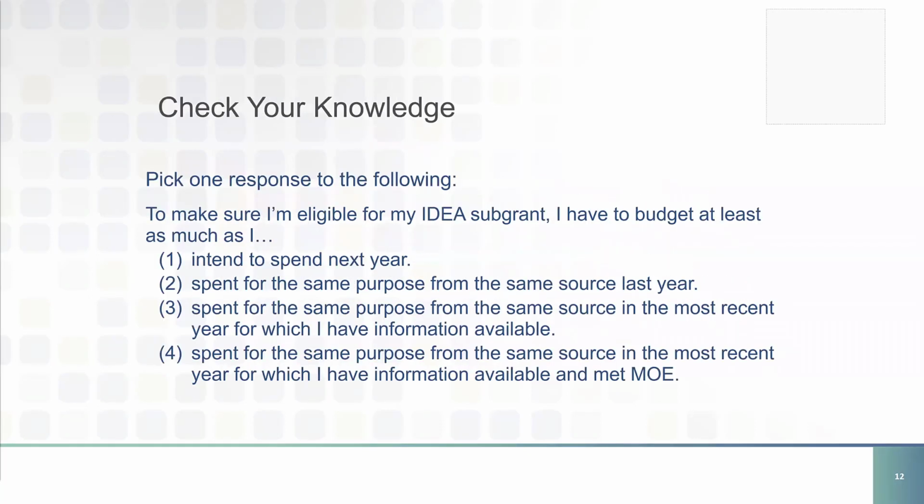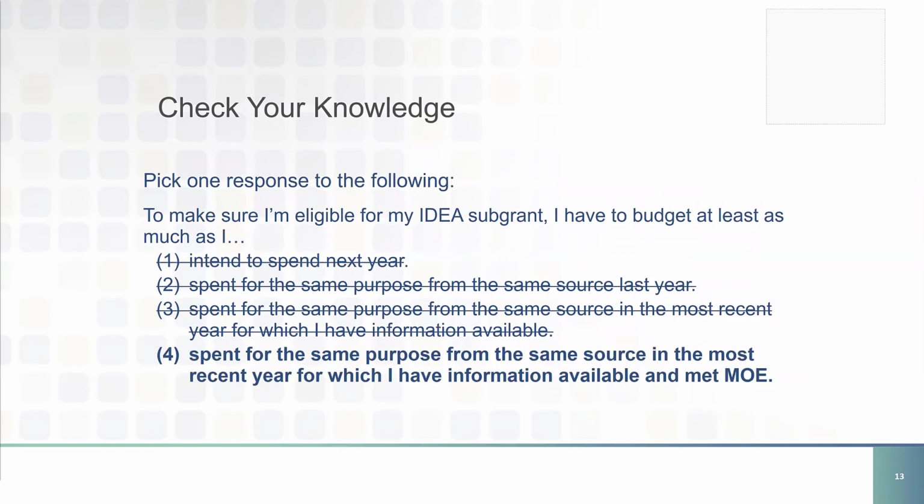So let's see how we understand this regulation. To make sure you're eligible for your subgrant, you have to budget at least as much as you. Which one of the 4 sentences completes those choices best? It's not number 1. Yes, you do need to budget at least as much as you intend to spend next year. However, the eligibility standard for LEA MOE has additional requirements about spending in the previous year. It's not number 2. For eligibility, data for the year immediately before the budget year, last year, is not final and verified, so it cannot be used as comparison data. And then there's the principle called the subsequent year rule, which we'll discuss later.